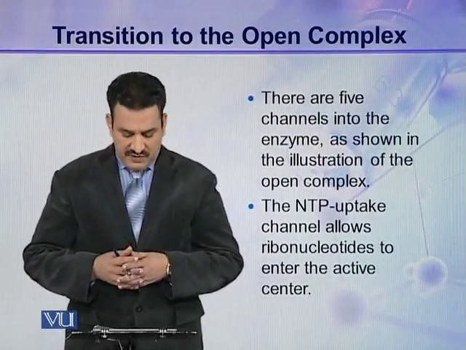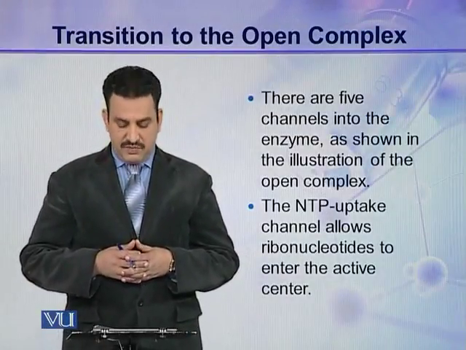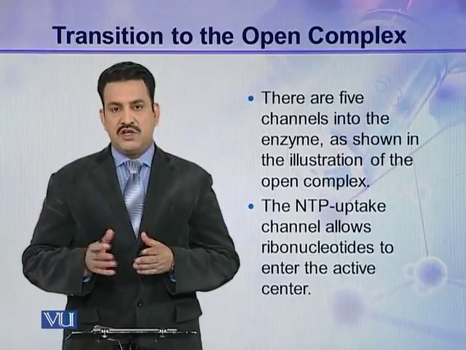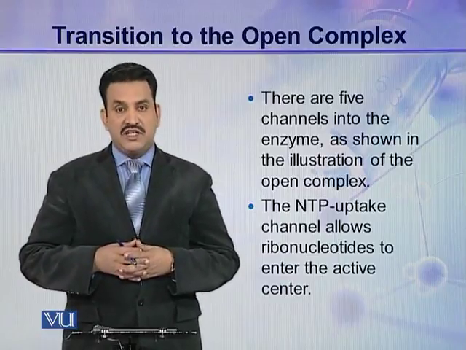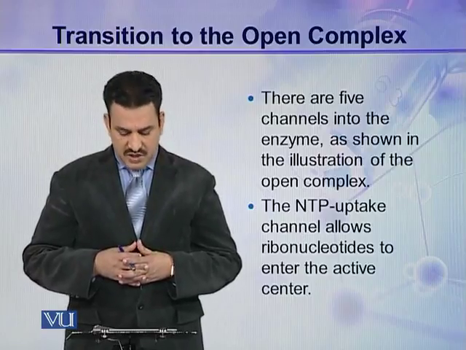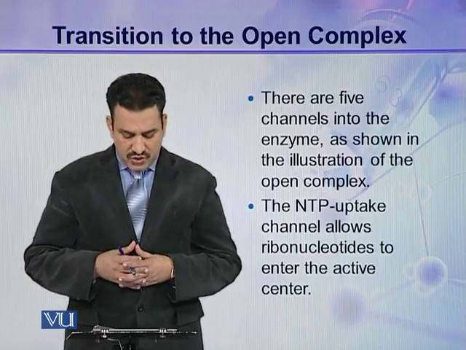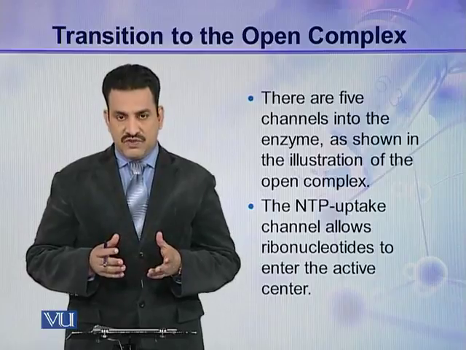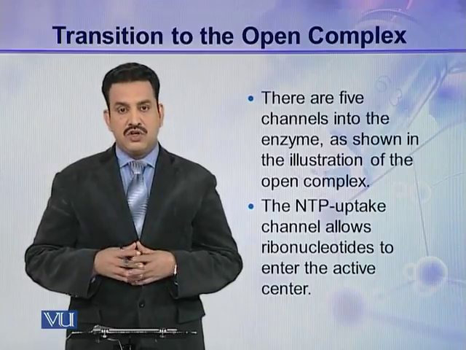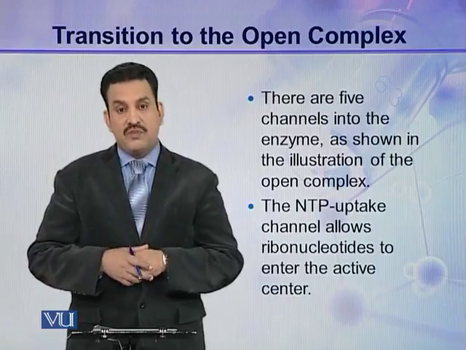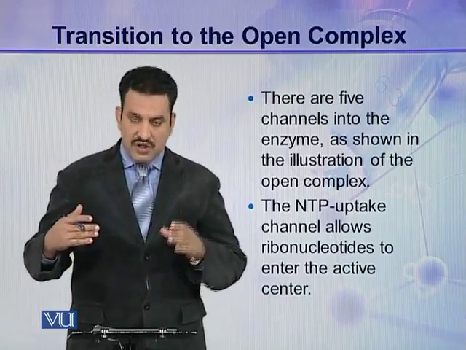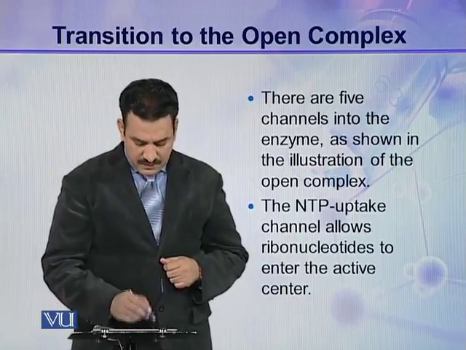So there are 5 channels into the enzyme, as you will see in the illustration of the open complex. The NTP uptake channel allows ribonucleotides to enter the active site. So this is the first channel, which is a nucleotide entry channel. It allows the ribonucleotides to enter into the active center.